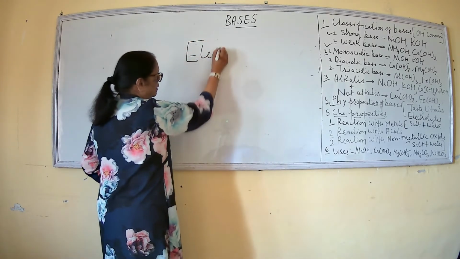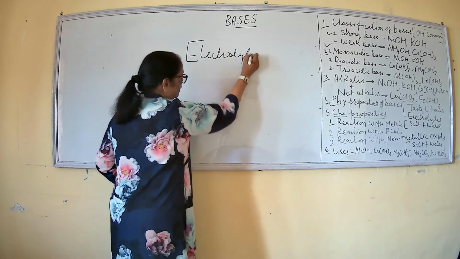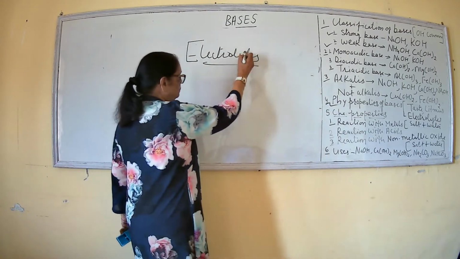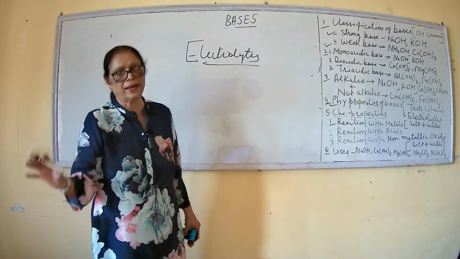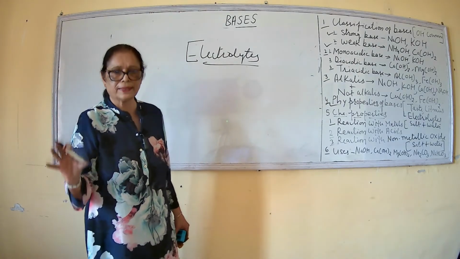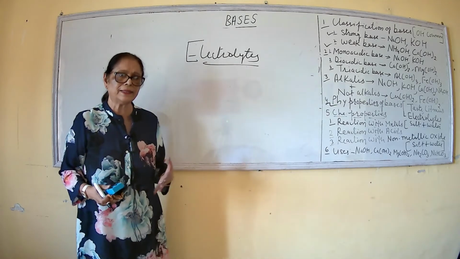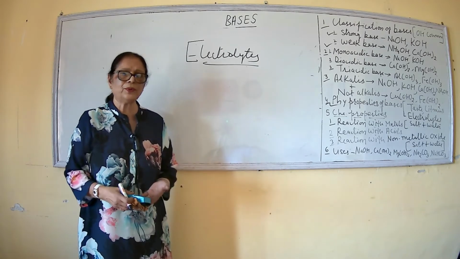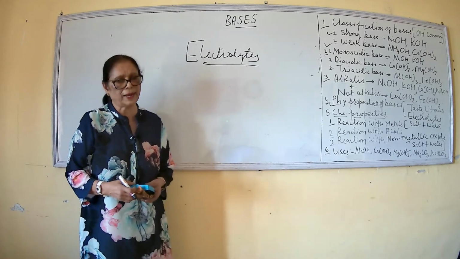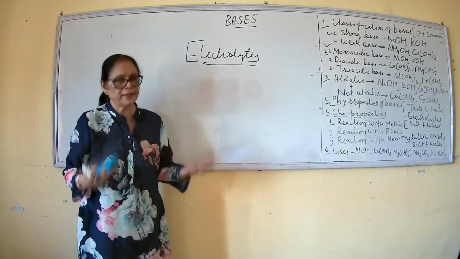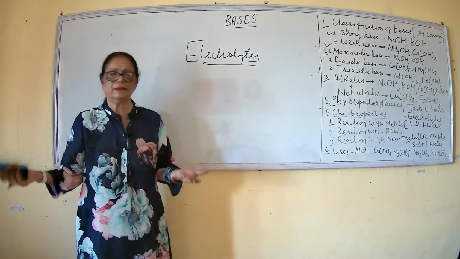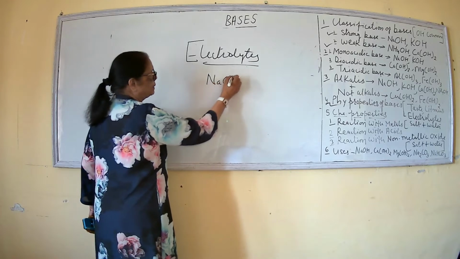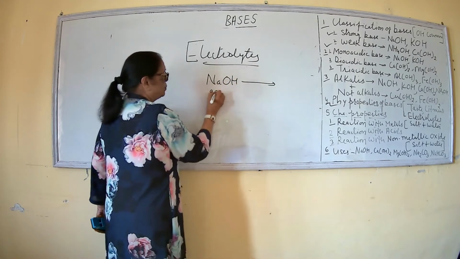They conduct electricity in their aqueous solution and they get decomposed into their ions. This process is known as electrolysis, and the compounds which conduct electricity and get decomposed into their ions are known as electrolytes. Acids are also very good electrolytes, bases are also very good electrolytes, and salts are also good electrolytes. For example, NaOH, when you pass current through its aqueous solution.